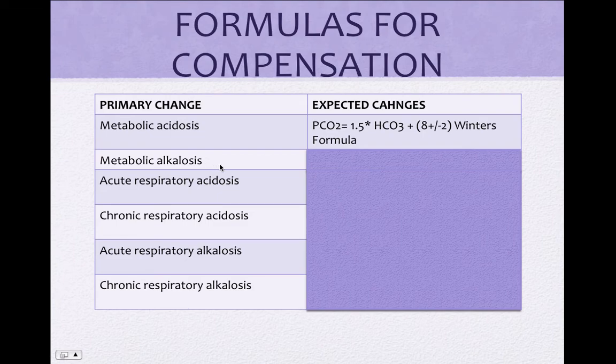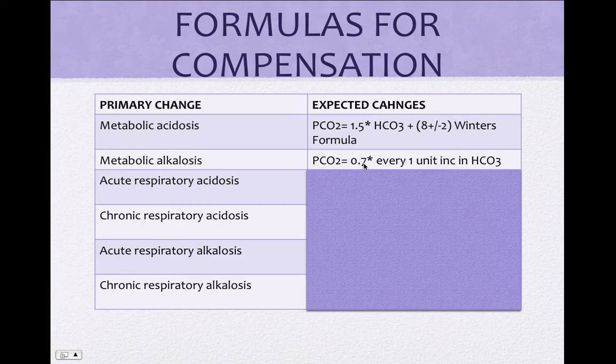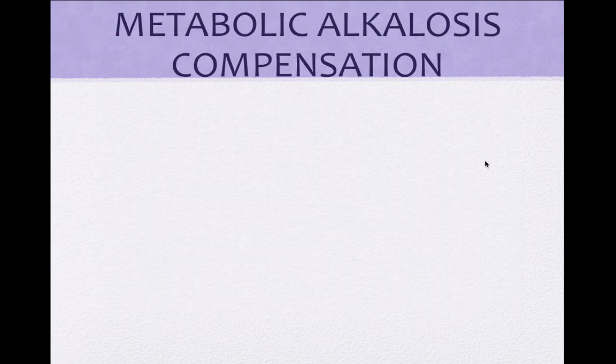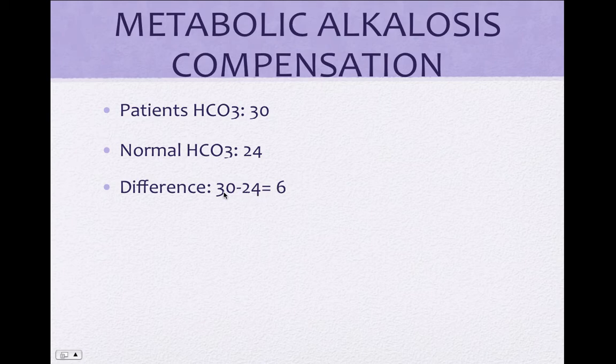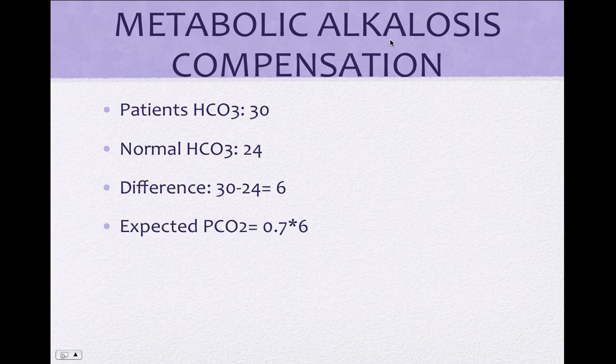Now metabolic alkalosis. To calculate the partial pressure of carbon dioxide, you multiply 0.7 with every 1 unit increase in bicarbonate. So let's say your patient's bicarb level is 30 and you know the normal bicarb level is 24. When you subtract 24 from 30, you get 6, which is basically the excess bicarb, which is causing metabolic alkalosis. Now you multiply it by 0.7 and you get the answer 4.2.